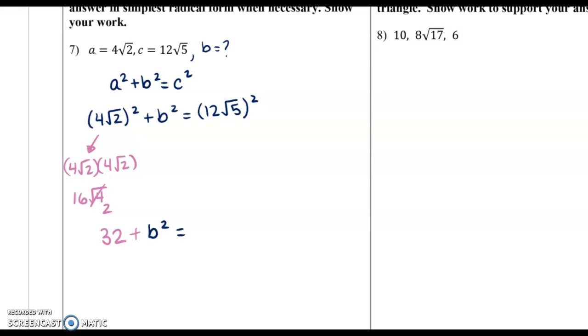equals, do the same thing over here with this radical. So this is 12 root 5 times 12 root 5. 12 times 12 gives me 144. Root 5 times root 5 is the square root of 25. Well, the square root of 25 is 5. 144 times 5 gives me 720.